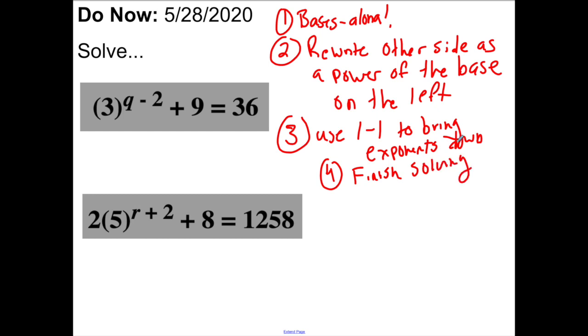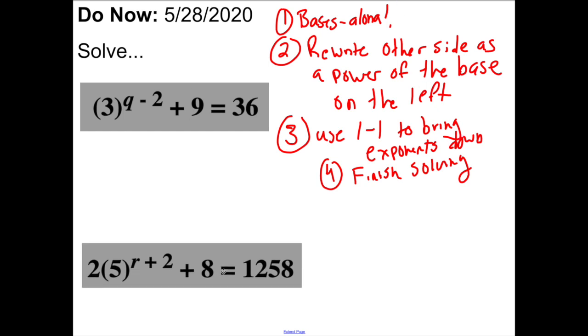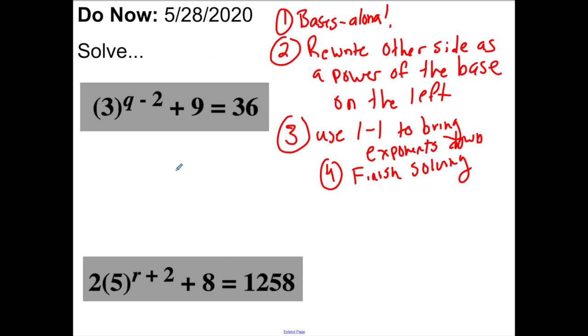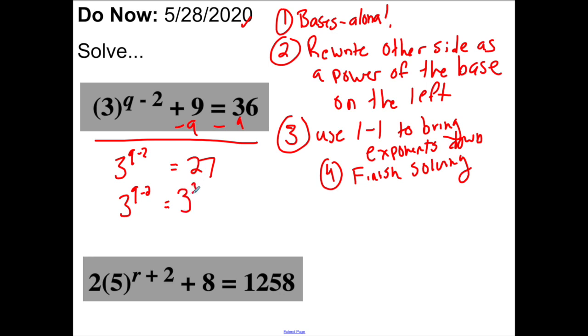Let's see it in action. First one, and I'm just going to put a little bit of space in here so I got room to work. So step 1, we want to get the base alone. So I'm going to subtract 9 here to get the base alone. So 3 to the power of q minus 2 is equal to 27. Now the bases are alone. Now I'm going to rewrite the right-hand side as a power of the base on the left. So that is, I'm going to rewrite the right-hand side as a power of 3. So it's equal to 3 to the power of 3.